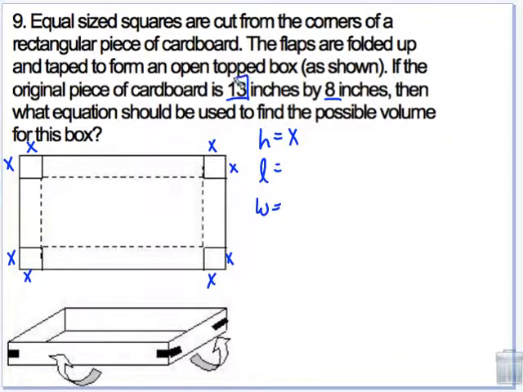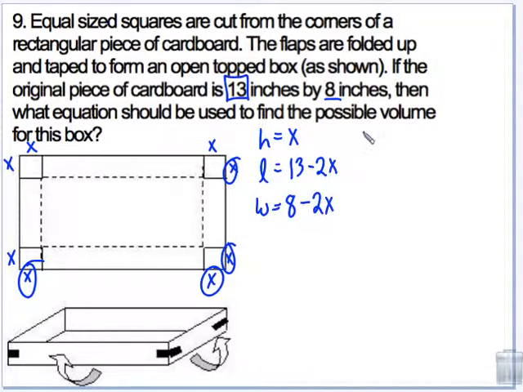Well, if the biggest side is 13, then to calculate our length, we'd have 13 minus 2x. The reason why we have 2x is because we're taking off x from both sides. And then our width would be 8 minus 2x, because again, we're taking off 2x on the width. When we set up our volume formula, V of x, we would get x times 13 minus 2x times 8 minus 2x, okay?